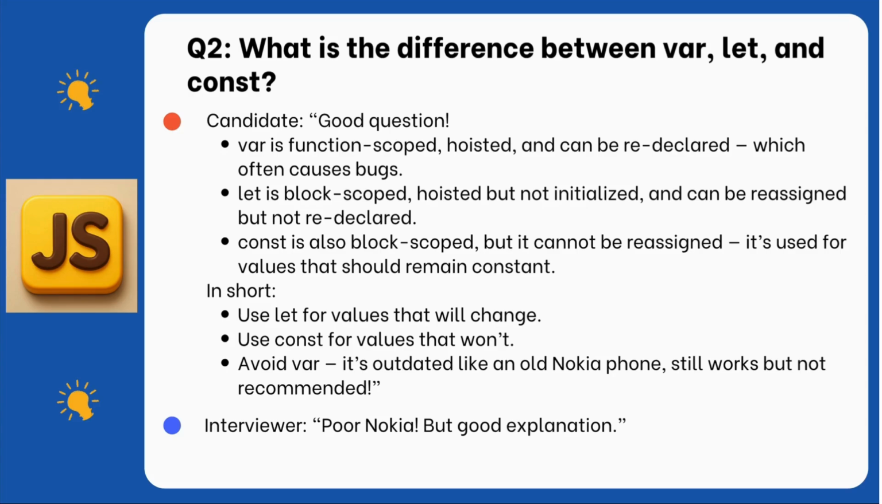Now tell me, what is the difference between var, let, and const? Good question. Var is function scoped, hoisted, and can be redeclared, which often causes bugs. Let is block scoped, hoisted but not initialized, and can be reassigned but not redeclared. Const is also block scoped, but it cannot be reassigned. It's used for values that should remain constant. In short, use let for values that will change. Use const for values that won't.